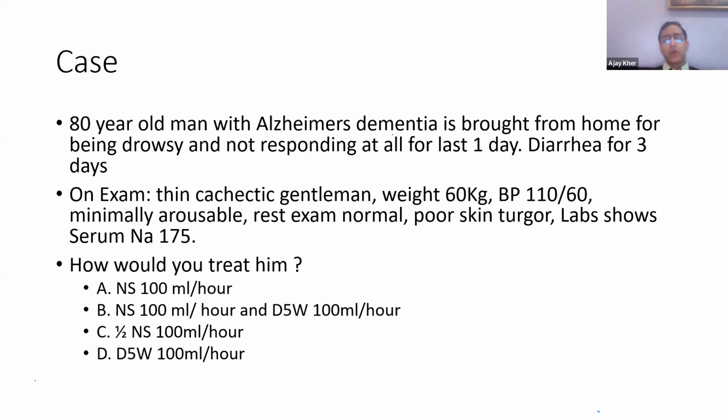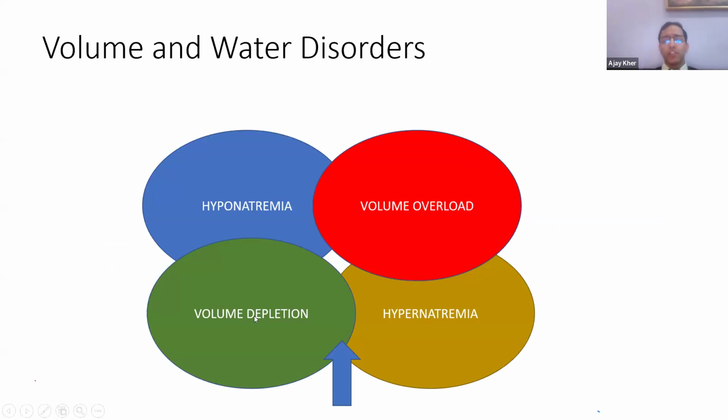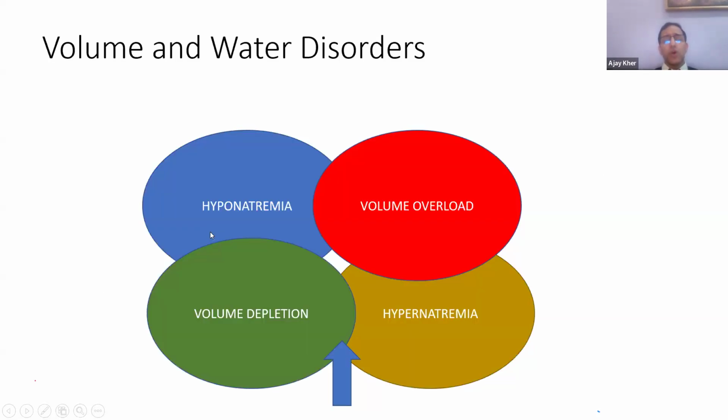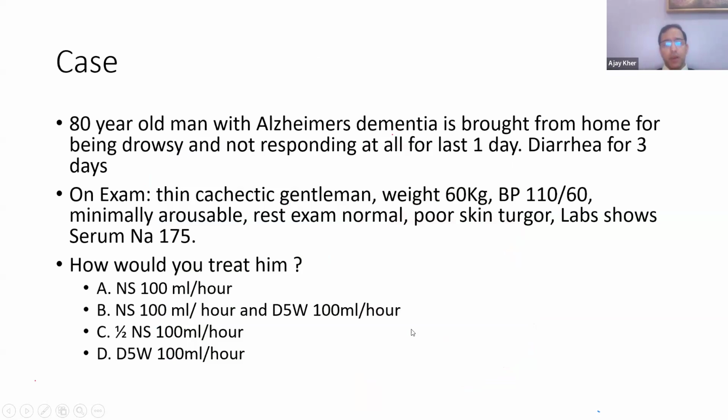So again, let's go back to dividing his problems into the volume and sodium problems. So he has volume depletion and has hypernatremia. For the volume depletion, we need to replete volume. For the hypernatremia, we need to give water. And so we can treat him with the combination of either 1 liter of normal saline at 100 ml per hour after a bolus if you want, and the D5 for the hypernatremia.